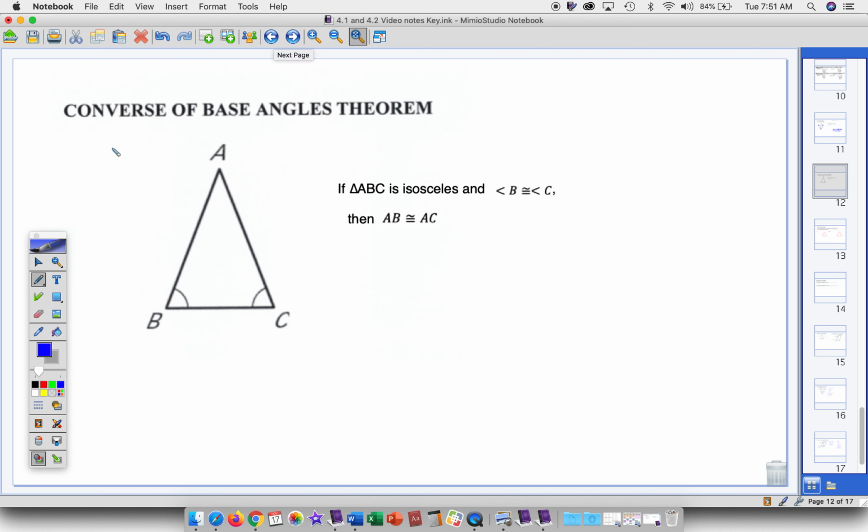Next we have the converse of the base angles theorem, which if you remember, the converse is where we interchange or switch the hypothesis and conclusion. So this theorem says that if ABC is isosceles and angle B is congruent to angle C, then side AB is congruent to side AC.